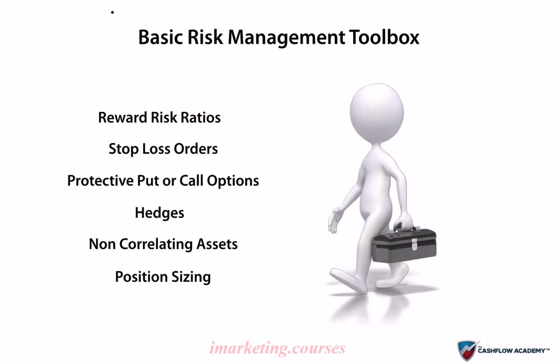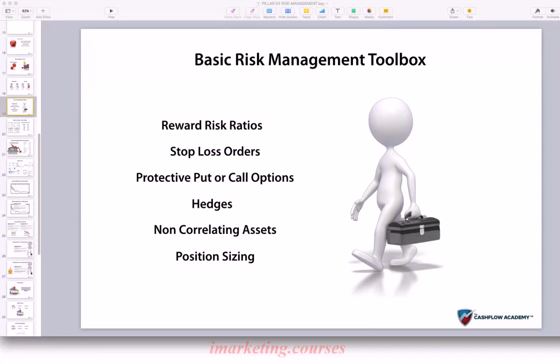Okay, let's speak a little bit more about the toolbox, our risk management toolbox. We've talked about risk-reward ratios and stop orders. We've talked about buying options that give us a guarantee on which we could sell. This is extremely effective, costs a little money. Hedges are where we buy one thing to offset another, and this is the one we're going to be talking about in this particular session.